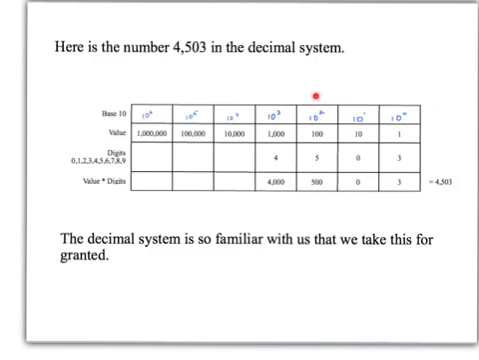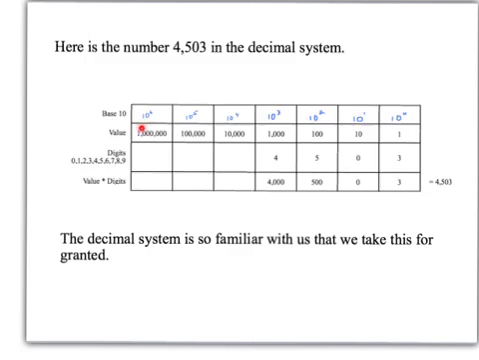This first row contains the powers of 10, starting with 0 and then ascending going from right to left. The second row contains the values of those powers. 10 to the 0, or any number to the 0 power, is 1, and any number to the 1 power is that number. And then we have 10 squared is 100, 10 cubed is 1000, and so on.